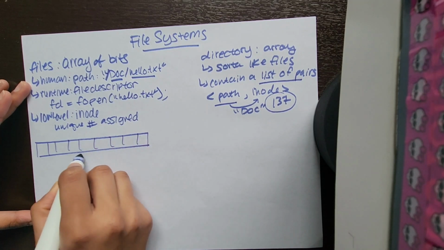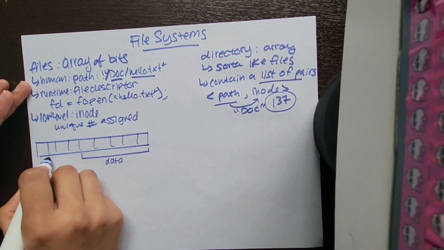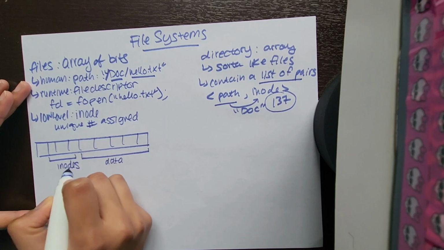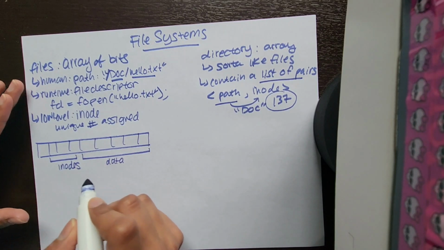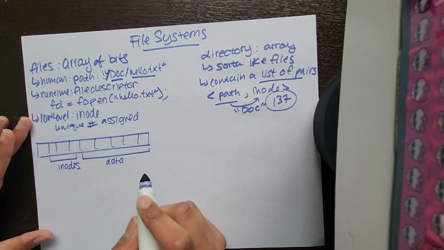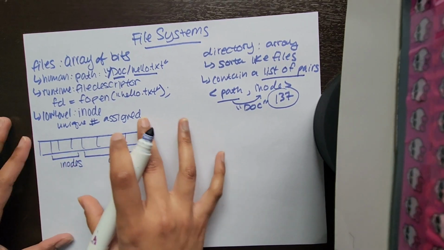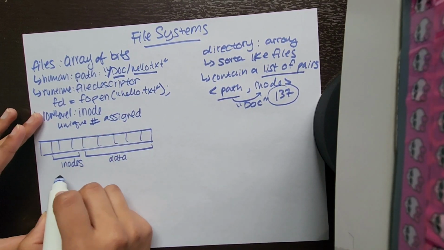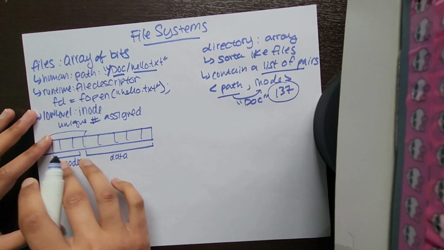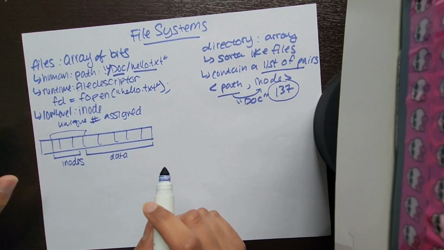In terms of how it's represented, we'll draw memory as a big array again, like this. We can assume that this much is allocated for data, and this much is allocated for inodes. This is how it would look. The inode section is the part of memory in which all the file inodes and all the directory inodes are stored.